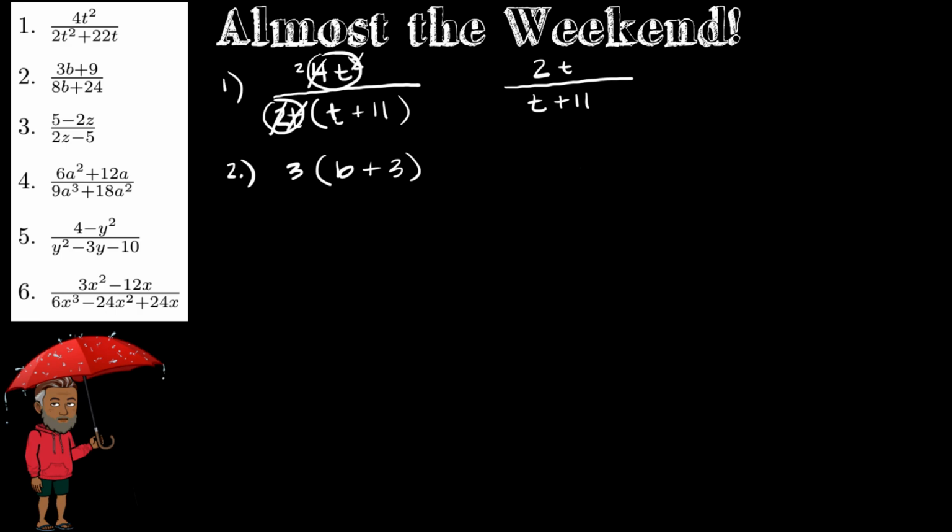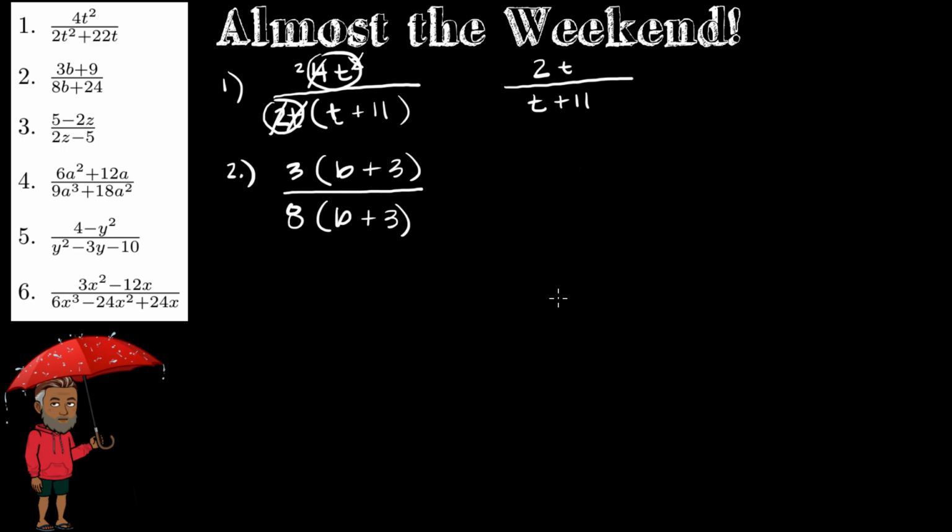So you can always double check your math. If you redistribute, it should come out to the original polynomial. All right, over, and then we're going to factor the bottom denominator. They both have an 8. They're both divisible by 8, so I'm going to take an 8 out. And then that would give me b plus 3.